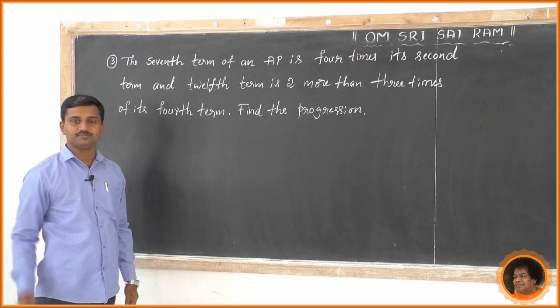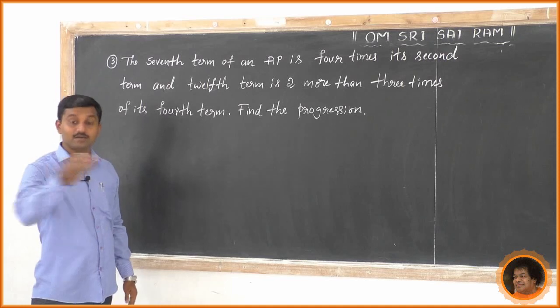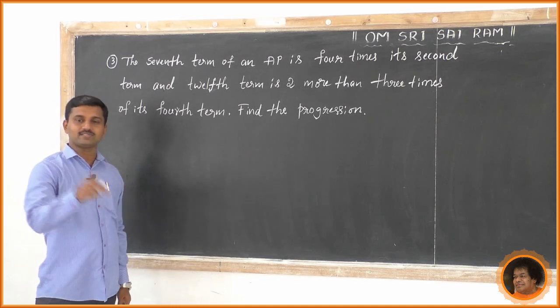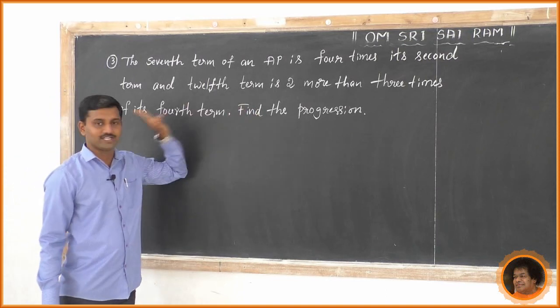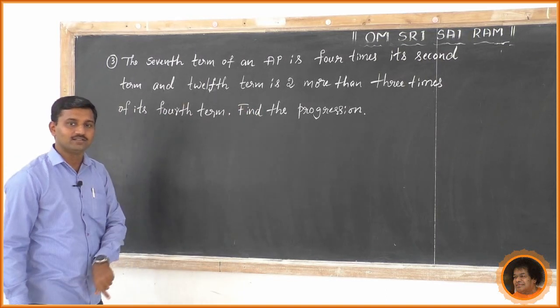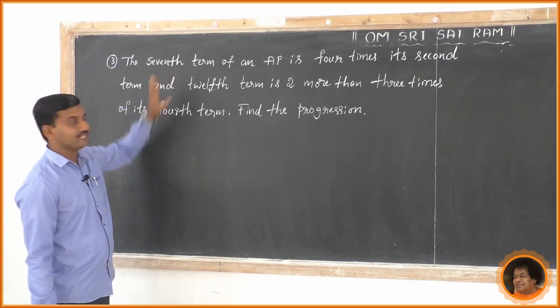Progression means the AP. Write the AP. How to write the AP? Which terms are in AP? A plus D, A plus 2D, A plus 3D, and so on are in AP. So this is the progression. So how to write the progression? First find the value of A and D related to the conditions given.